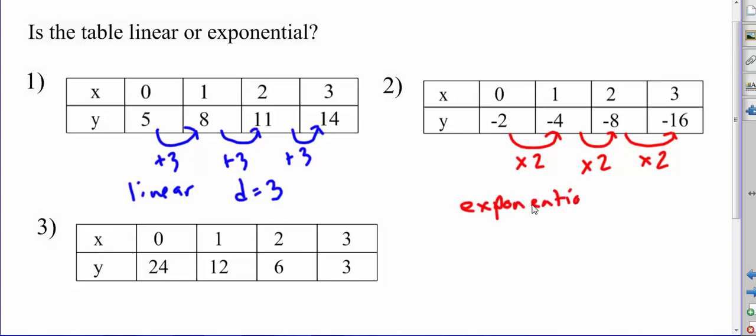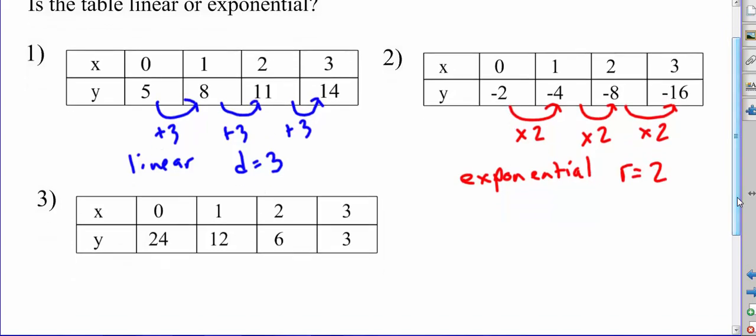We're multiplying by the same number each time. And then our ratio is 2. So effectively what we're saying is when a relationship is linear, you have a constant difference. You can add or subtract the same number. When it's exponential, you have a constant ratio. You're multiplying, or you could think of it as dividing at times, by the same amount each step.